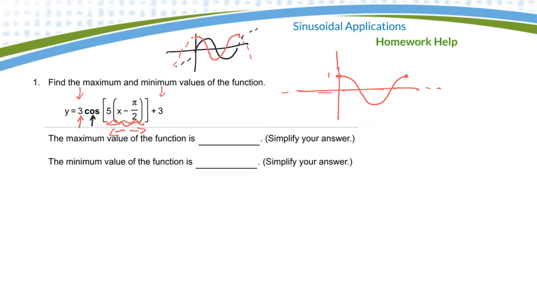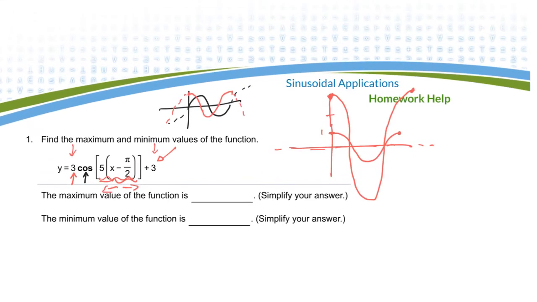So instead of starting at 1, the graph would start at 3. So it would be up there at 3, and it would come down to a negative 3, and then come back up to a positive 3. Having a plus 3 on the end here says to move that graph all the way up, move the same thing up 3 units.